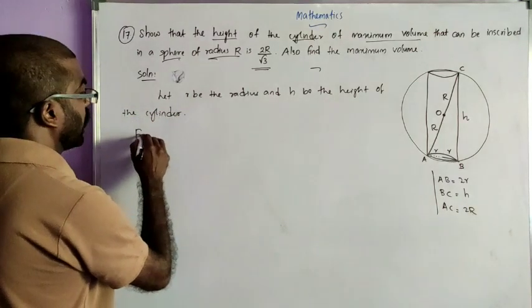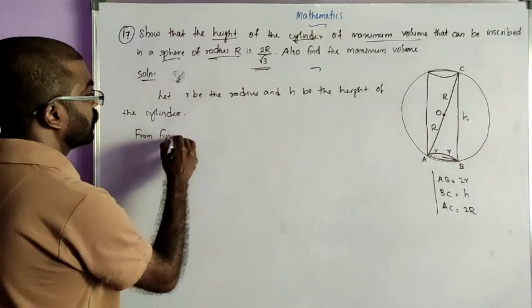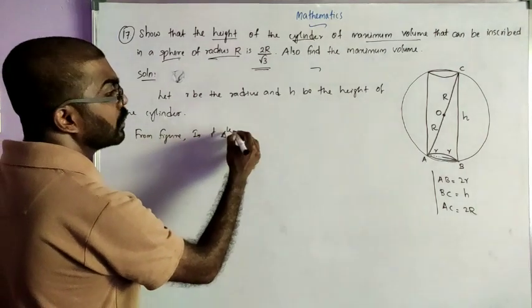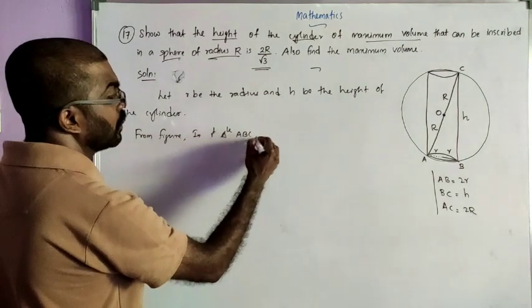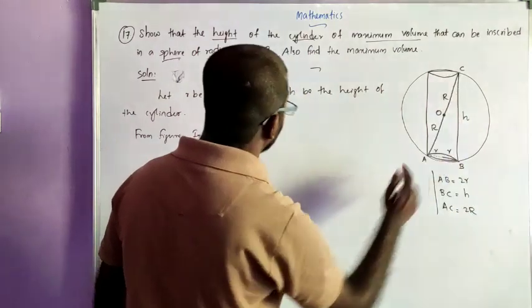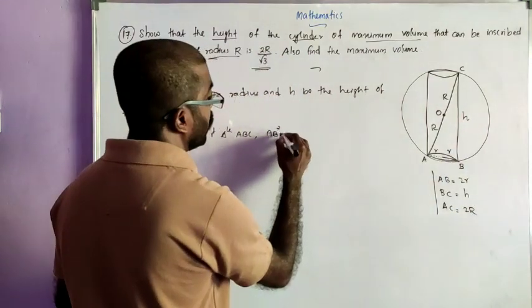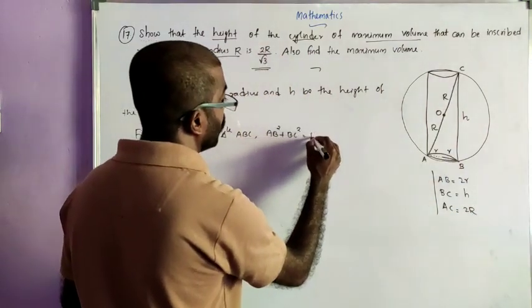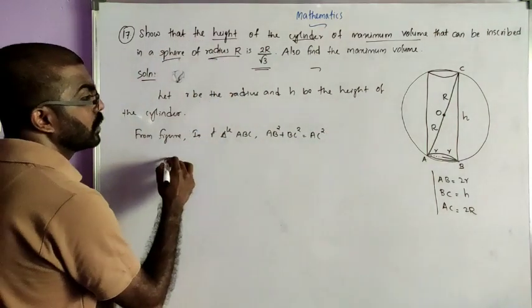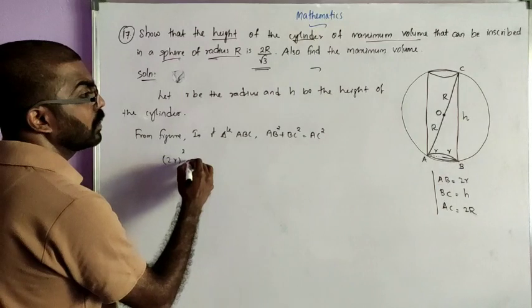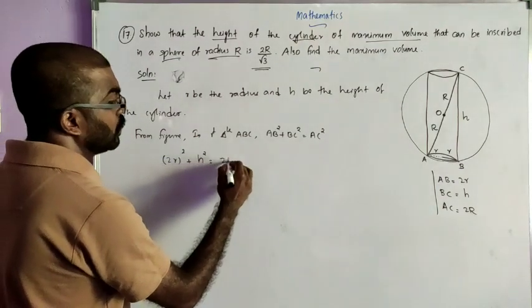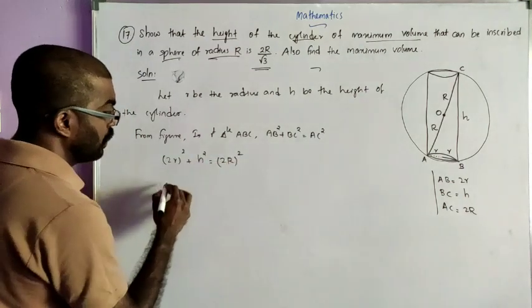Therefore, from the figure we can write, in a right triangle ABC, AB square plus BC square is equal to AC square. That is (2R) the whole square plus H square equal to (2 into capital R) the whole square.